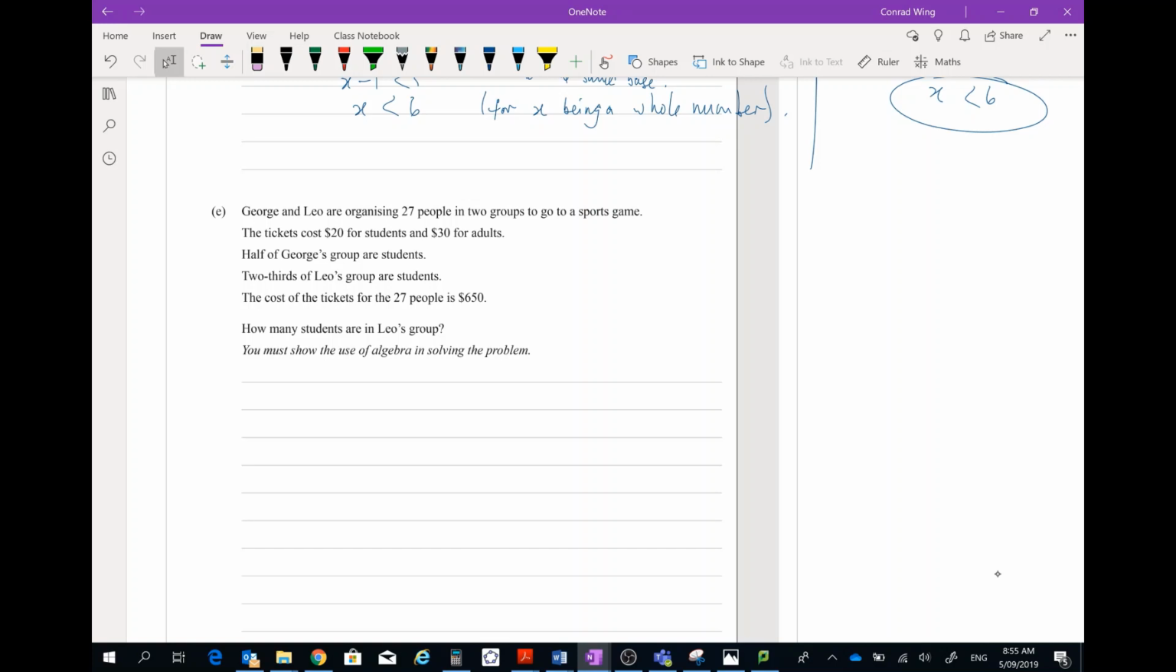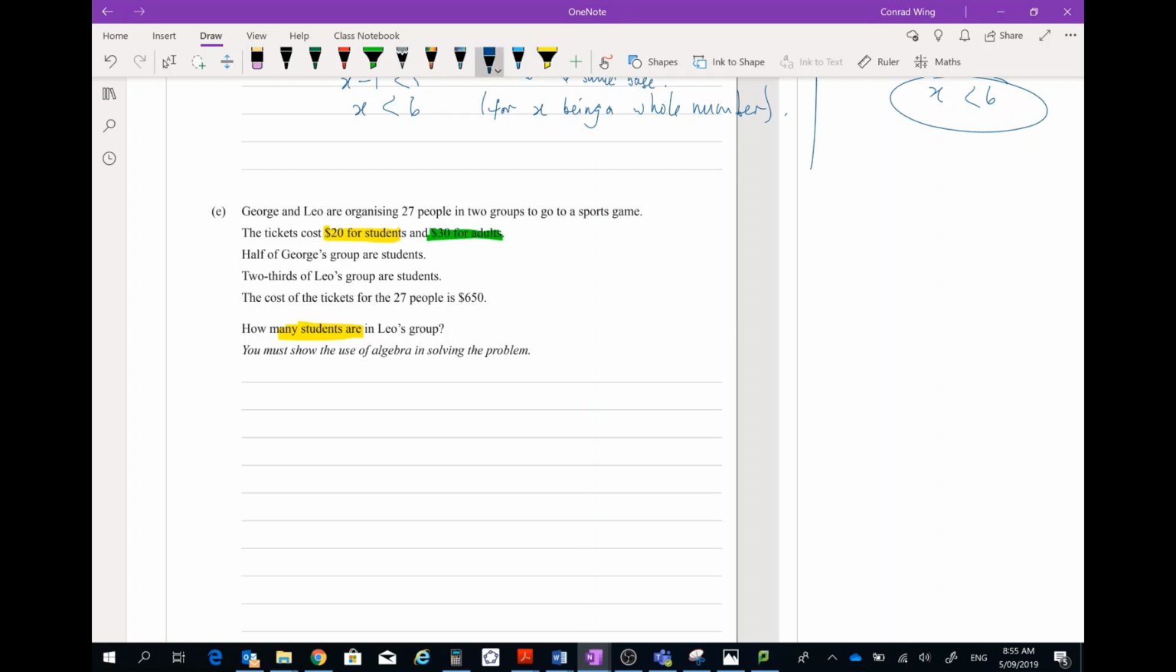Okay, well, the students don't cost 8.5 because you've already got a cost, all right? So we need to define our variables carefully. Have a look at this. It says George and Leo are organizing 27 people in 2 groups, all right? And they go to a sports game, and you know this is how much it costs. So you've already got a cost. You've got 27, and the question, I would always look at that last point here. How many students are in Leo's group? So you need to know a number.